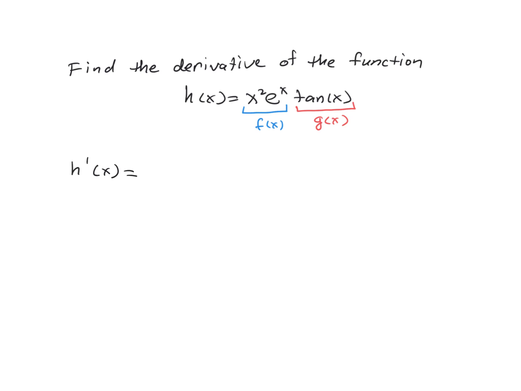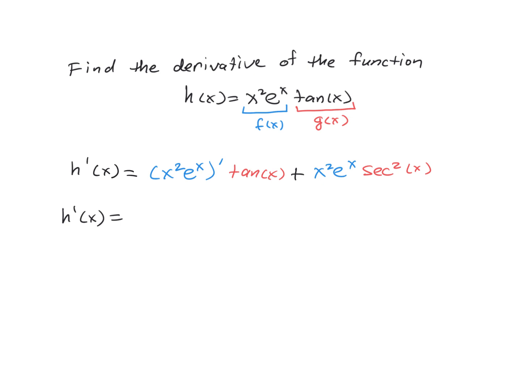Okay, so using primes, we're going to have our first function, which is x squared e to the x, and it's going to be the derivative of that coming up in the next stage of the problem, times the tangent of x, plus the first function, which is x squared e to the x, times the derivative of the second function, which is going to be the secant squared of x. And now what we can do is expand that derivative of the first using our product rule again.